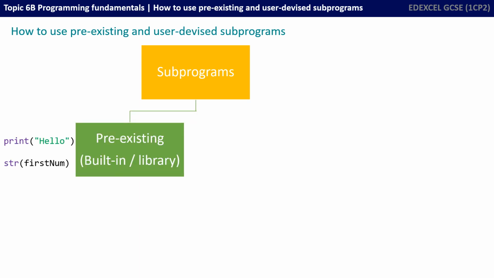So you've been using pre-existing or built-in subprograms or libraries ever since you first started to program. A real straightforward one is print. You simply use the word print, open the brackets, and then supply what you want to be printed to the screen, in this case the text string hello. All the code that actually makes that happen appear on the screen is hidden away from you. It's in a pre-existing, pre-written subroutine.